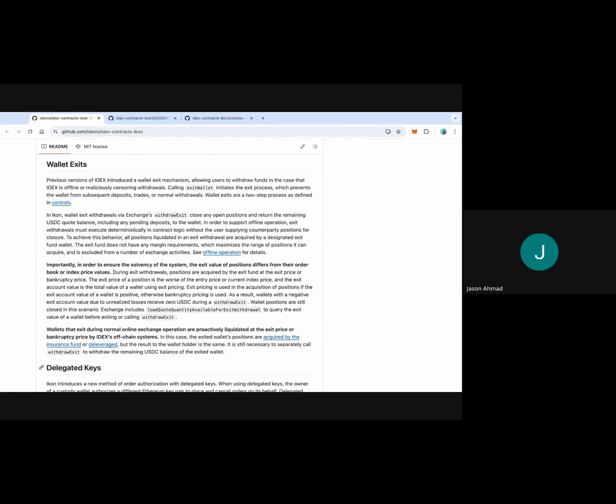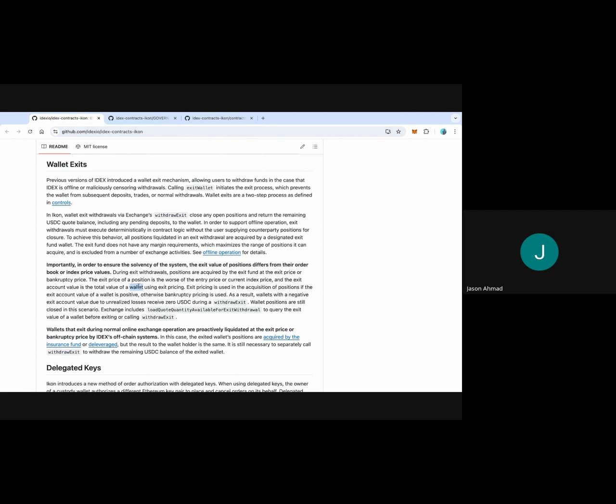The logic of how the collateral balance is calculated is the same, regardless of the pathway, whether it's proactively liquidated off-chain or whether that period expires and the user subsequently withdraws those funds from the contract directly.